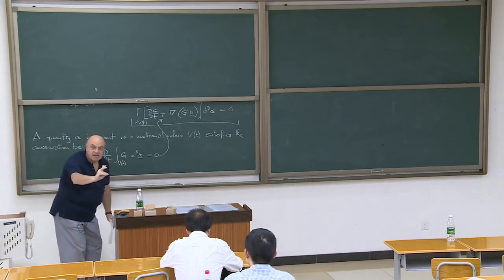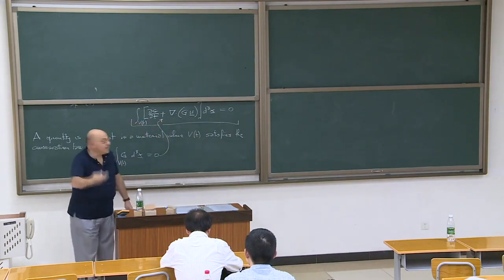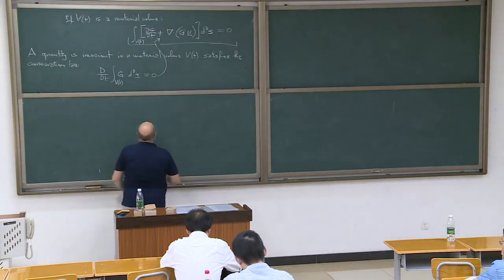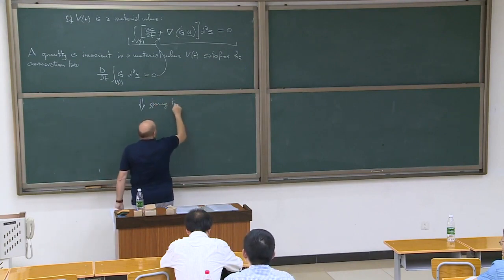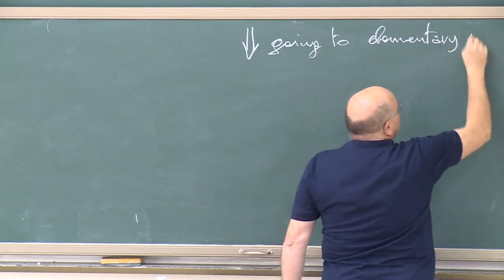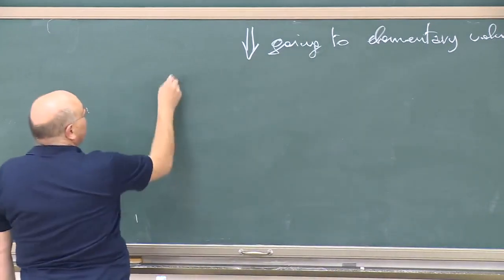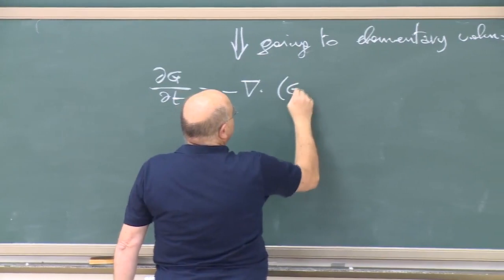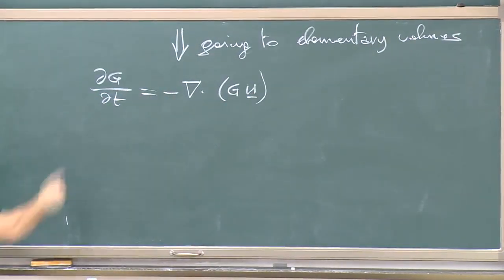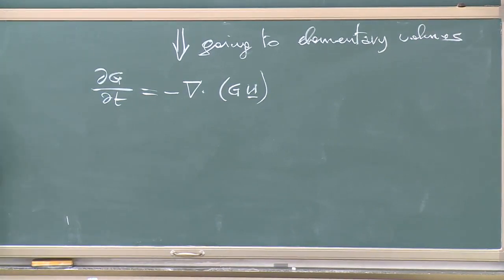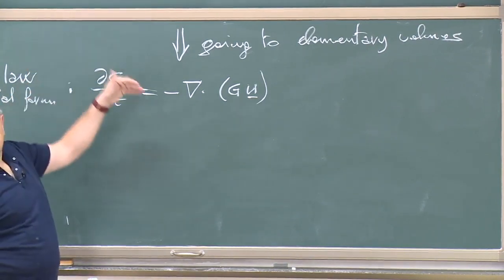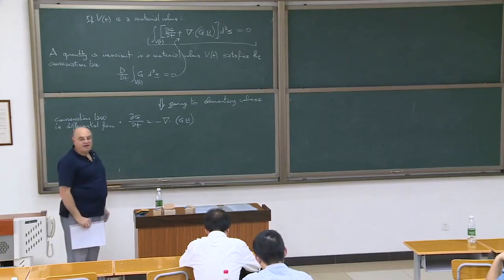So going down in scale, we may say that this conservation law leads, it is not the same, but leads to the other conservation law, the differential form. So from this, going to elementary volumes, we get the differential version of that: dG/dt equals minus the divergence of Gu. Okay? So this is the conservation law in differential form. So we have the integral form, and we have the differential form, if we are allowed to perform this reduction.